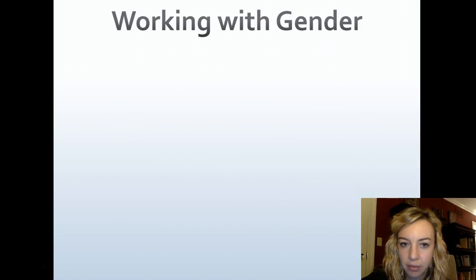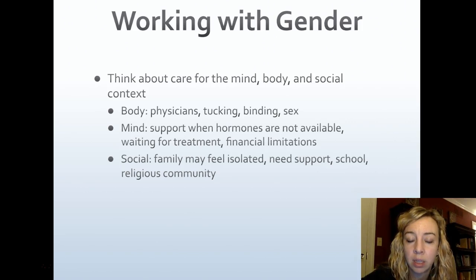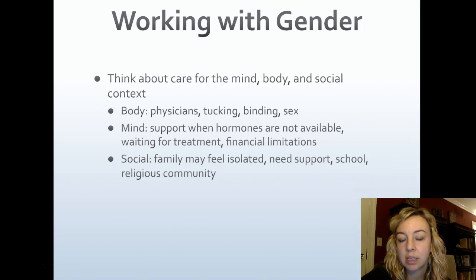And then, of course, educate your staff, those that you work with, so that your whole clinic can be sensitive to these issues. Think about care for the body, mind, and social systems. For the body, tucking and binding, so tucking the penis, binding the breast, those are common things for folks who have a gender dysphoria. Sex issues, sex can get kind of messy because expectations are about one thing, but for folks who are in some way transitioning, negotiating sex with partners can be stressful.